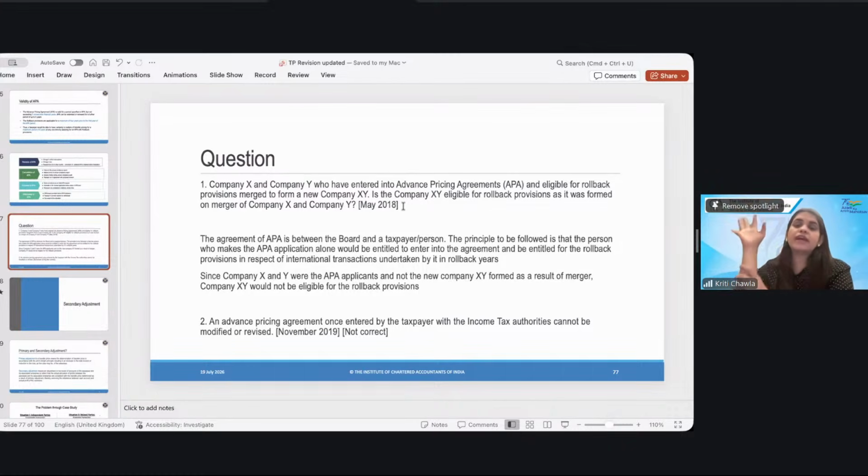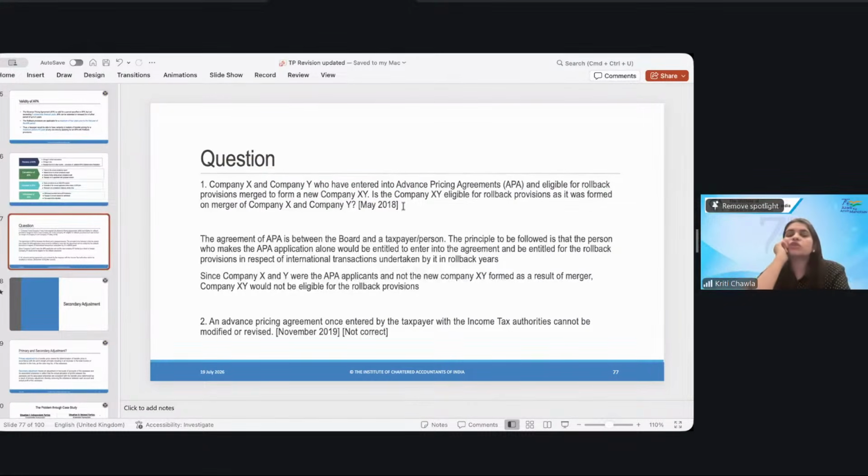Well, this is where you have to understand that the agreement for APA is between the board and the taxpayer or the person. Now, the principle to be followed here is that the person who makes the APA application alone would be entitled to enter into the agreement, and they will be entitled to rollback provisions for the international transaction for which rollback is taken. Now, because X and Y were the APA applicants and XY was not the APA applicant, their new company XY was formed after merger. Company XY would not be eligible for rollback provisions right here.